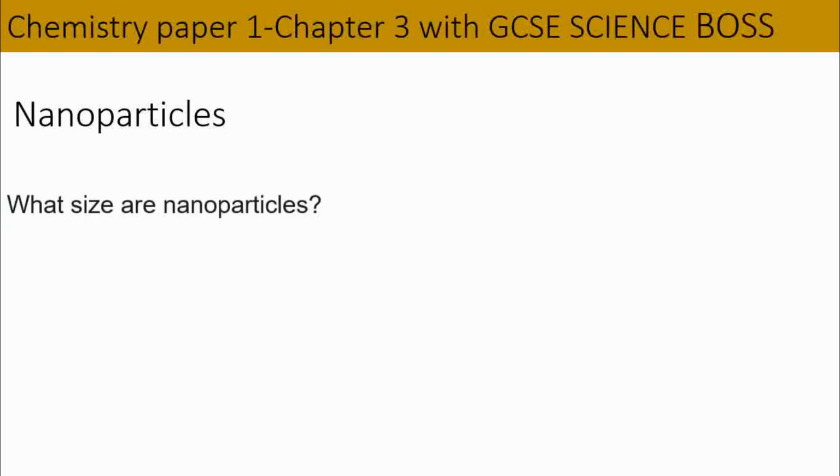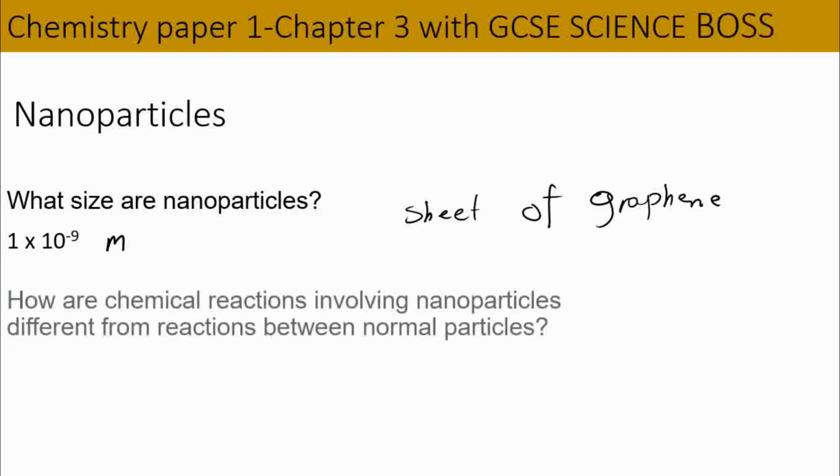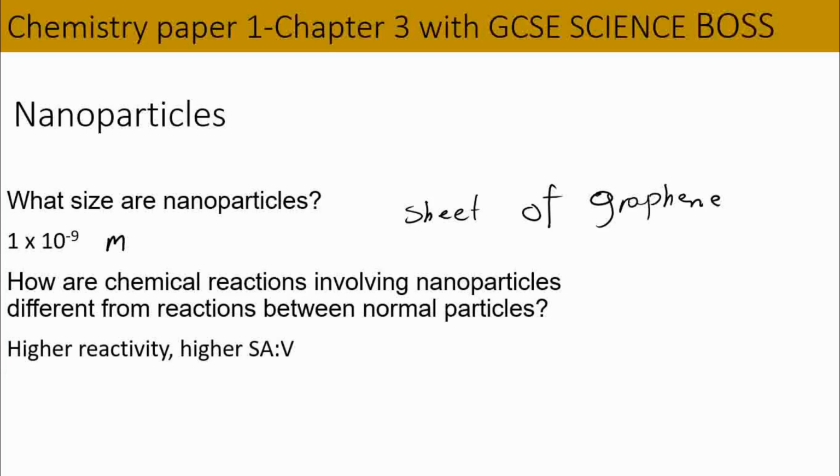Now, nanoparticles, all right, they're very, very small in size. So they're 1 × 10⁻⁹ meters in terms of size, okay? And when you think of nanoparticles, you just need to think about something like a sheet of graphene that you saw earlier, okay? Good. Now, because of this, they have high reactivity because they have a high surface area to volume ratio, okay?